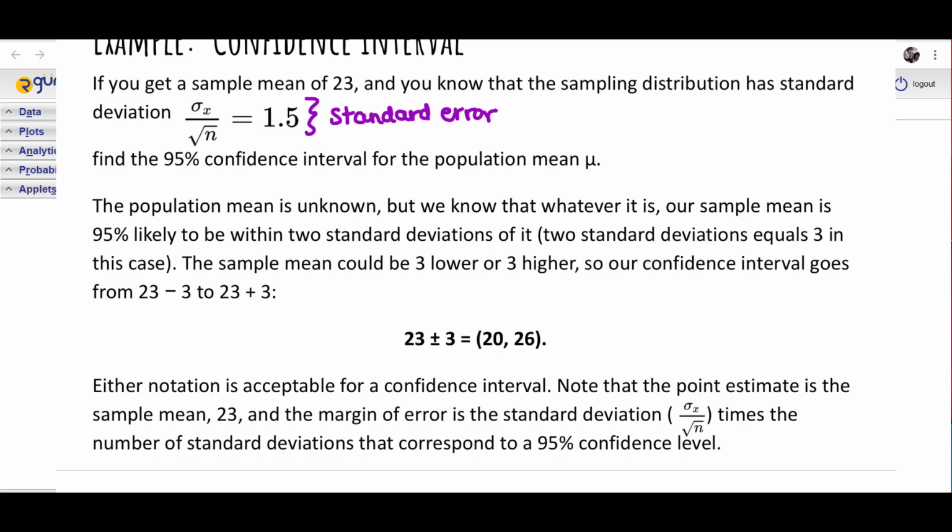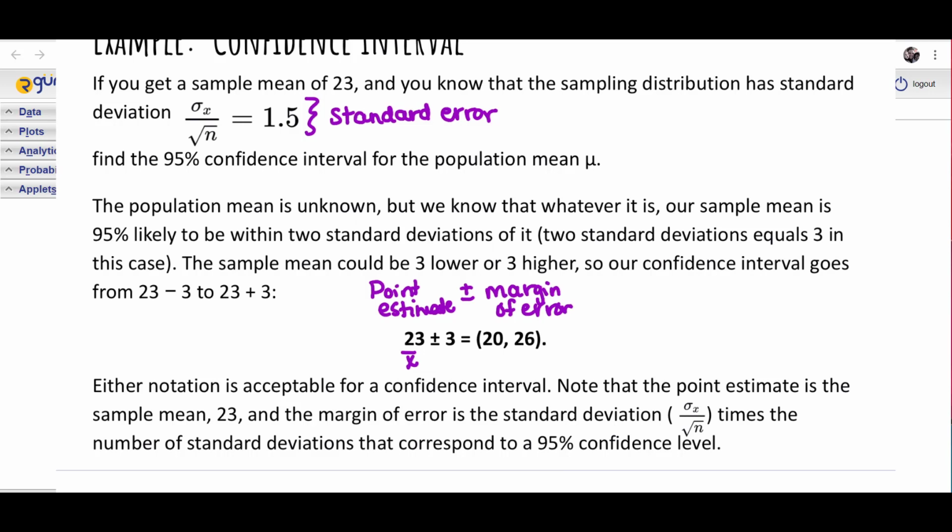Right? Okay. And if they want us to find the 95% confidence interval for the population mean, what we do is we start off with our point estimate, which is the sample mean. In this case, that's X bar. And then we are going to add and subtract the margin of error.